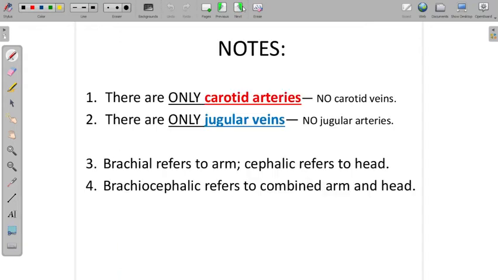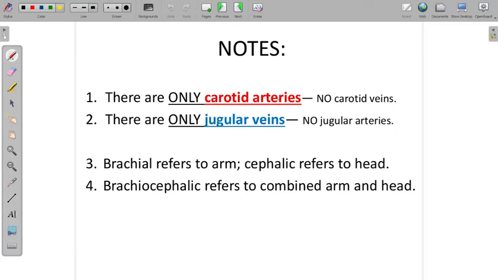So, here are some notes where students often sort of trip and make some mistakes. There are carotid arteries only. There are no carotid veins. So make a flashcard, get that down. If we're talking about carotids, we're talking about carotid arteries.